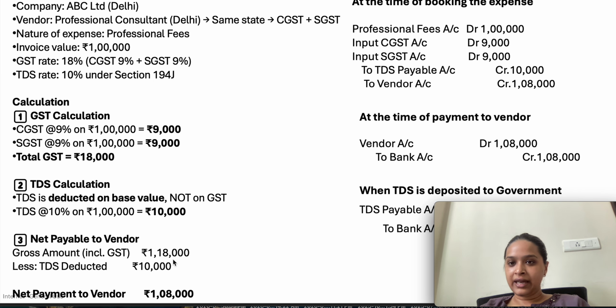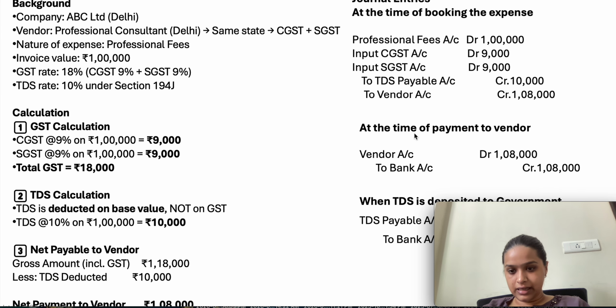So net amount 1,08,000 we can pay to the vendor, 10,000 we have to pay to the government, and 18,000 is our input, and the rest, 1 lakh, we can book as an expense. Okay, hope everyone is able to understand the concept. Please try more and more questions, then you will get more clarity about the concepts. Okay.